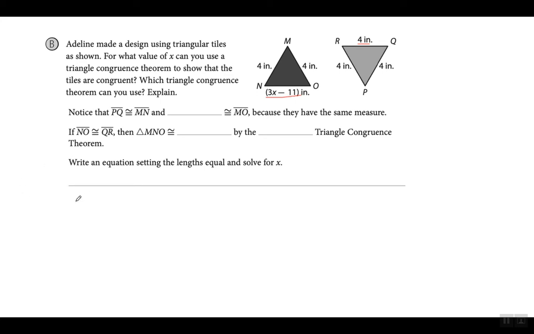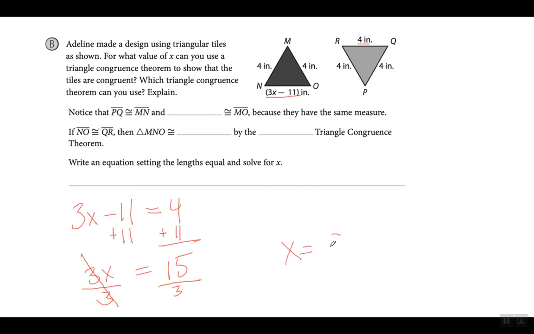Alright, so that's how I'm going to set up my equation. 3x minus 11 has to equal 4. All right, basic algebra. Move the minus 11 to the right by doing the opposite of subtracting 11, which is adding 11. And you're going to get 3x equals 15. Now divide both sides by 3. Ahora dividen los dos lados por 3. So x is going to equal 5.